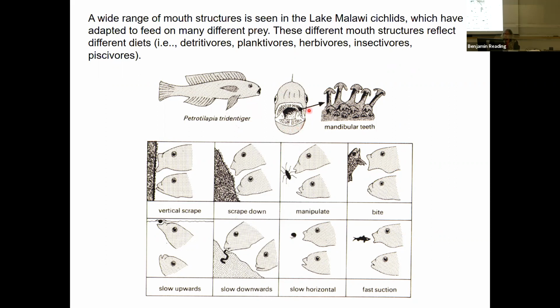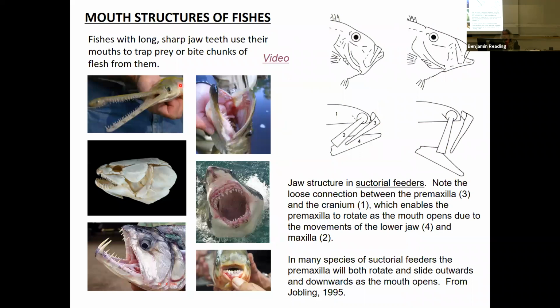And oftentimes this includes variation in what we call mandibular or oral teeth. We talked then about how some fishes, for instance, eat vegetables. Like the gars have these long, sharp, pointy teeth to help them consume vegetation.